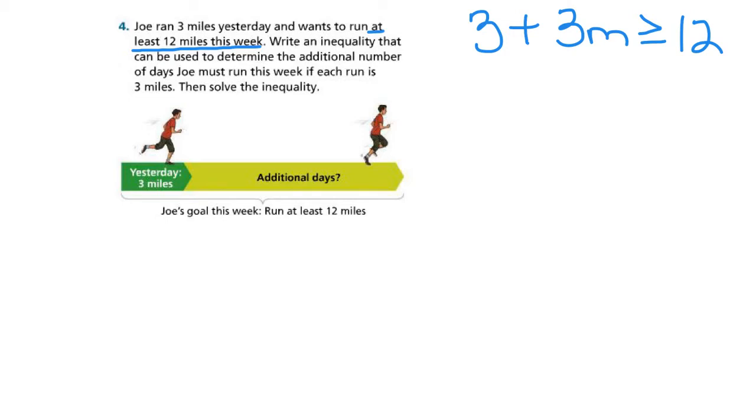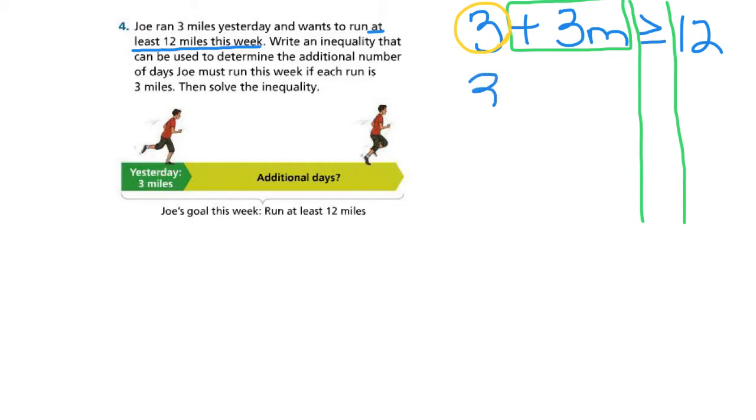Now it is time to solve the inequality. Inequalities are solved identically to solving equations, except without an equal sign. First step that I like to do is to make sure that the variable is fully to the left using the commutative property. So we are going to flip the positive 3m and the 3 around, giving us the inequality 3m plus 3 is greater than or equal to 12.